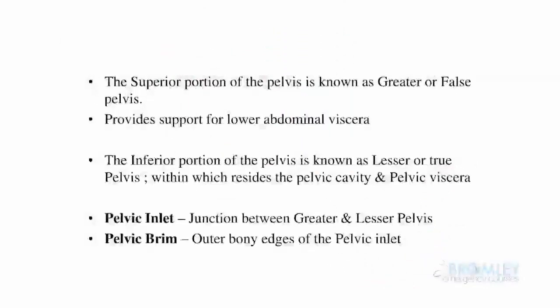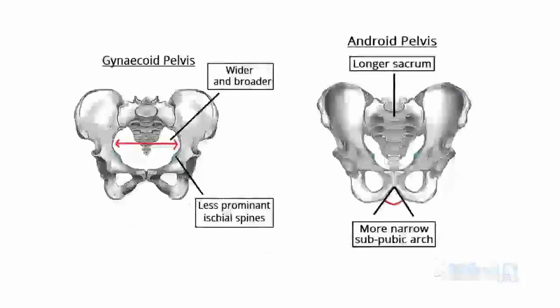So if you see here the differences between the male and the female pelvis, the android pelvis is the male type of pelvis, the gynecoid pelvis is the female type of pelvis. Here the pelvis is wider and broader. The ischial spines are less prominent, whereas here the ischial spines are more prominent, and of course the sacrum is longer, and the sacral promontory is more pronounced.